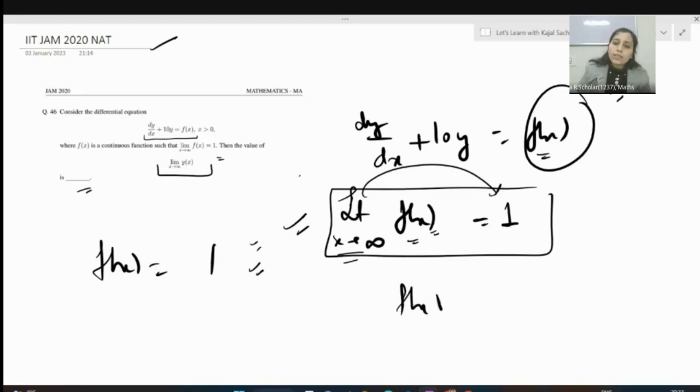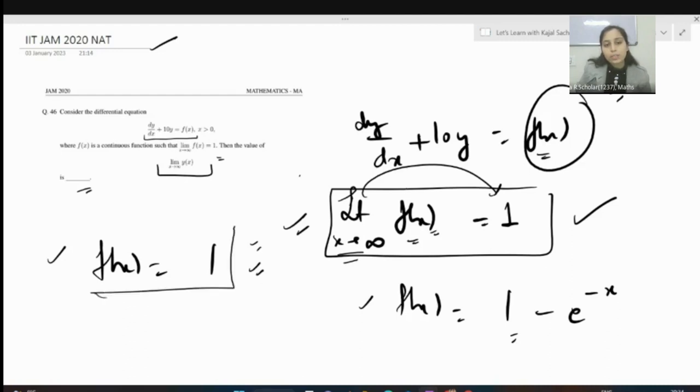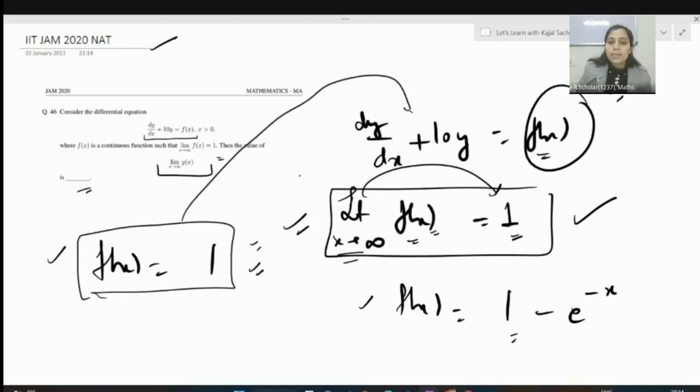You can take any other function also, like 1 minus e raised to power minus x, because this will give you the same answer. When x tends to infinity, we get e raised to minus infinity, that is 0, and we get answer 1. You can take this or any other function which satisfies this condition. But because we have limited time in the paper, take it as simple as possible. So we take the simplest function, a constant function equal to 1, and just replace f(x) by 1.